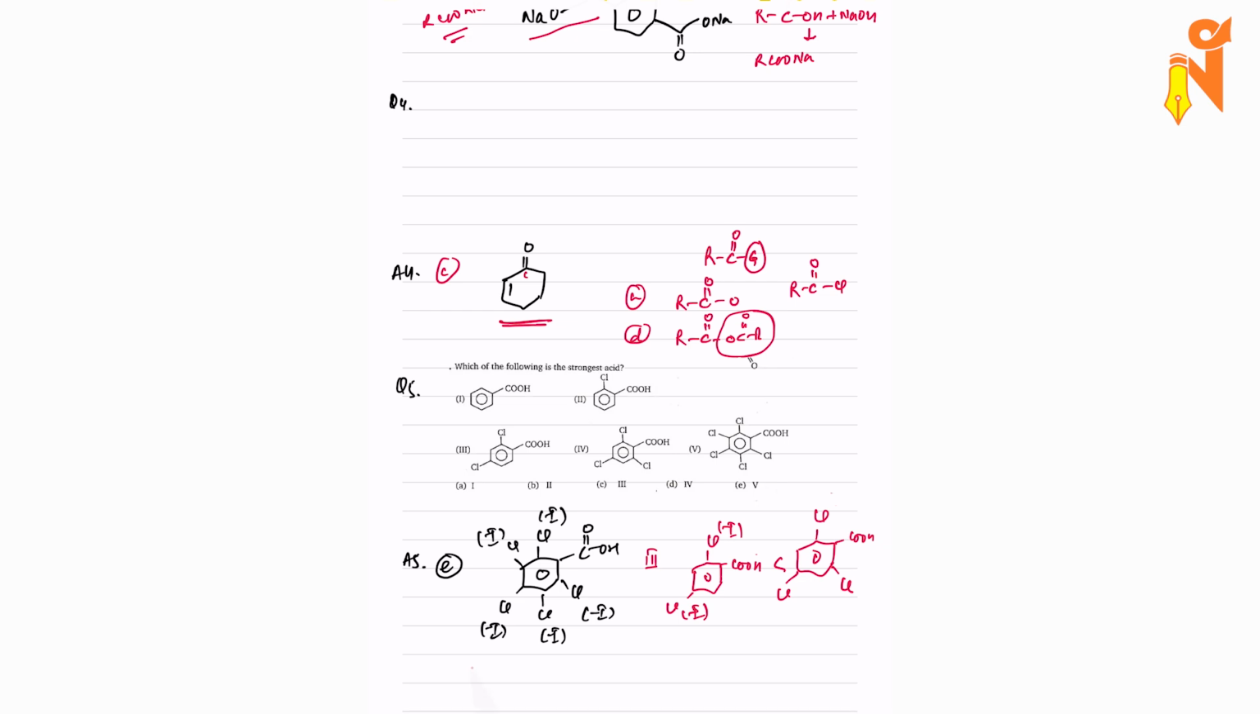And come to the fifth one. Fifth one will have so many chlorines, 5 chlorines with -I. Very, very strong acid. So the strongest acid is E, because the -I groups are increasing, electron withdrawing groups are increasing on the benzene. Why are we saying -I for chlorine? Because -I is stronger than +M for halogens, especially chlorine, bromine and iodine.